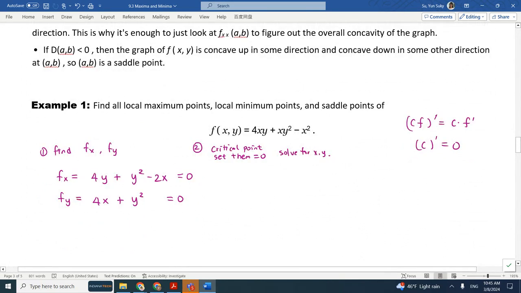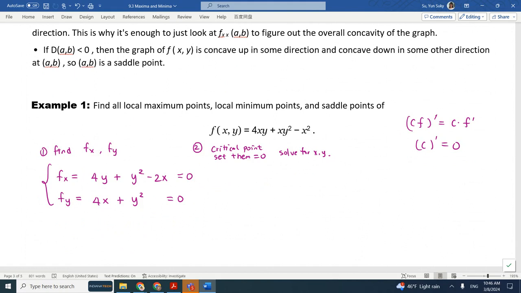You get a system of equations. This part is hard. It's a system of equations, and usually they're not linear. Remember the equation: y, the second x, y squared again, minus the x squared. Fy, yeah, with respect to y.